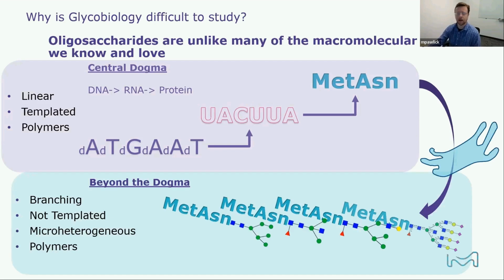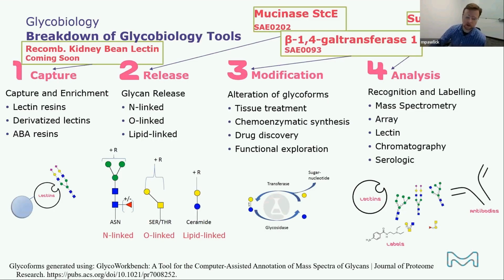In my cartoon here, you see how you can end up with multiple forms. All of these forms are branching, they're not templated, they're microheterogeneous, and they're polymers. That makes it very difficult to make samples and to run experiments, a difficult area to study. So we need tools to study glycobiology. Our goal is really to build tools for scientists in general and to find areas where tools are lacking, and glycobiology is one of those.